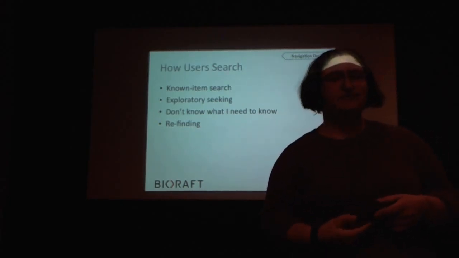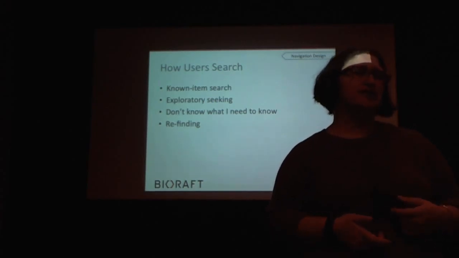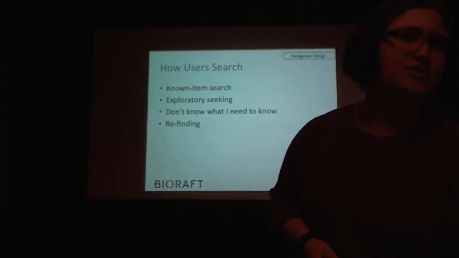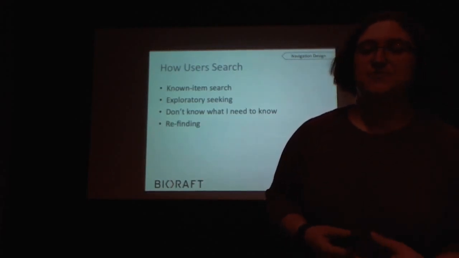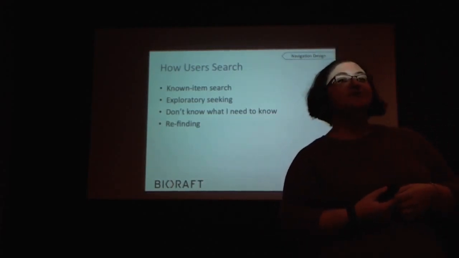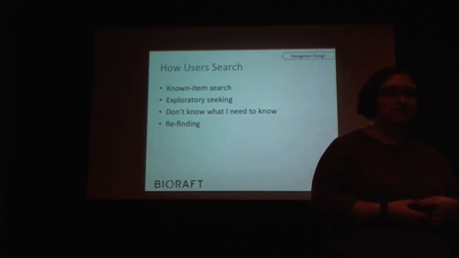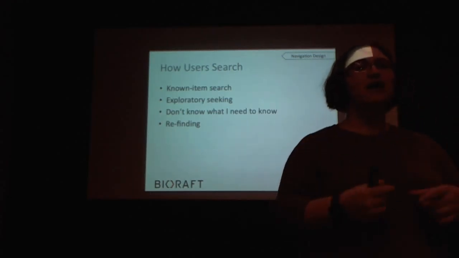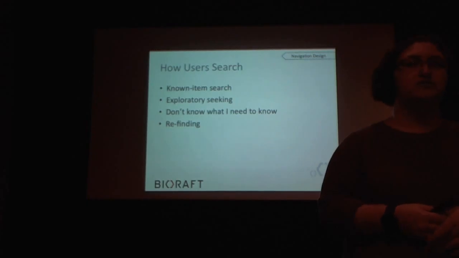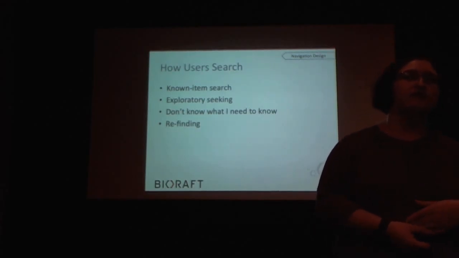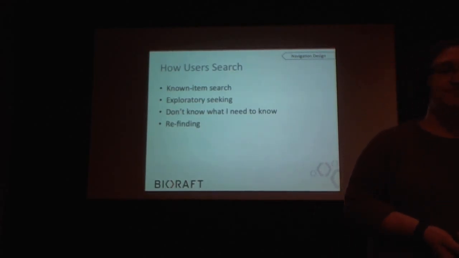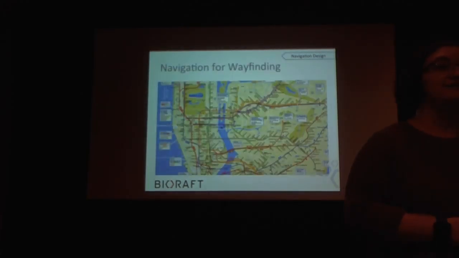Then there's refinding. So there was this book, I read it, it had a blue cover. And so some of these things you're going to want to support. Maybe you should have an actual search box, or maybe they should be able to filter by category. Again, thinking about your users, what they're going to be looking for, and what the best way is to get them there.